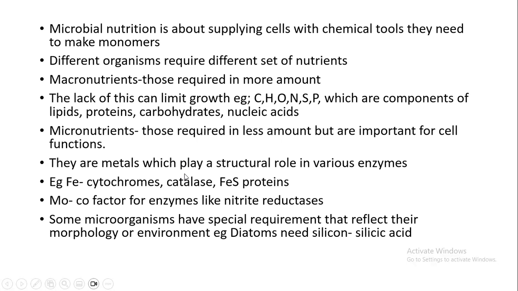While micronutrients majorly include metals, which play a structural role in various enzymes. For example, iron, which is a component of cytochromes, enzymes such as catalase, and iron sulfur proteins. While molybdenum is a cofactor for enzymes like nitrite reductases. Some microorganisms have special requirements that reflect on their morphology or environment. For example, diatoms need silicon or silicic acid.